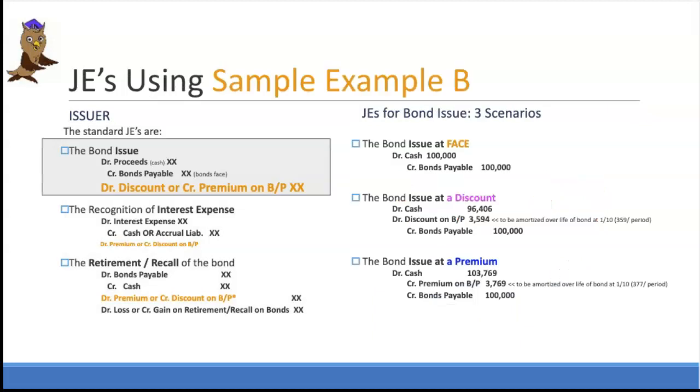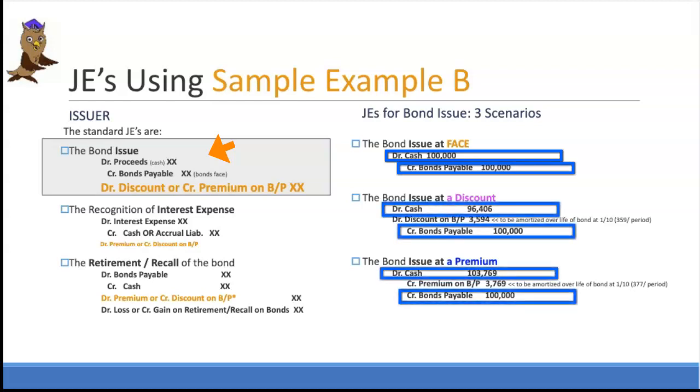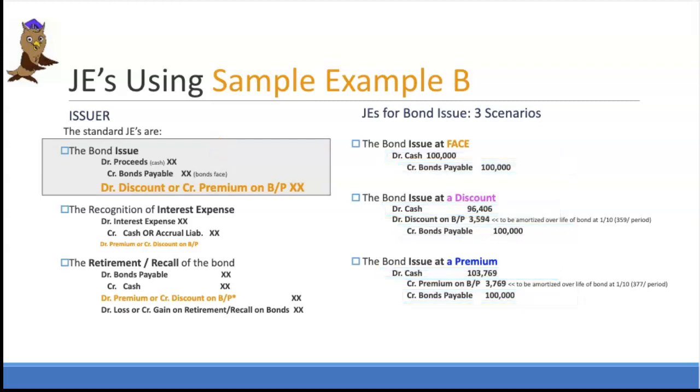With respect to the first transaction, the JE for the issuance of bonds shows a debit to the proceeds, usually cash, and a credit to bonds payable. This is the case for all three scenarios: at face, at a discount, and at a premium. The difference lies in the booking of the discount or premium accounts.